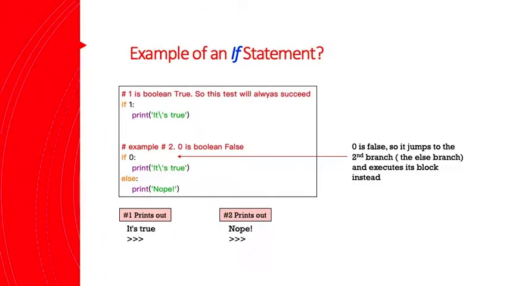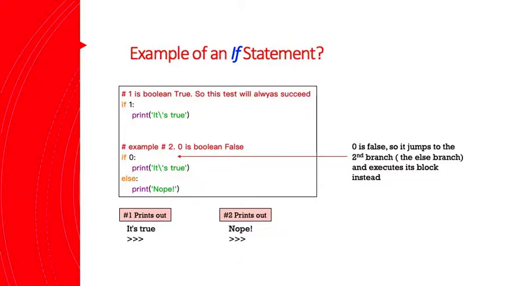Here's a simple example of an if statement. 1 is Boolean true. So this is always going to evaluate to true, or will always succeed. If 1, print it's true. In an if branch, the header needs to evaluate to true to be able to execute what's in the body of the if block. So this first one prints out it's true.